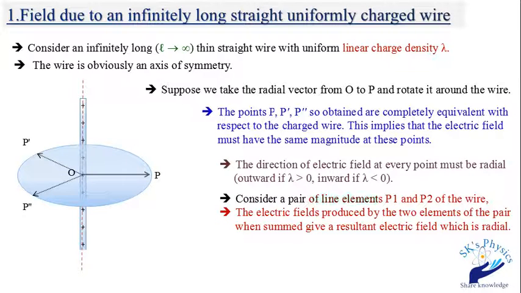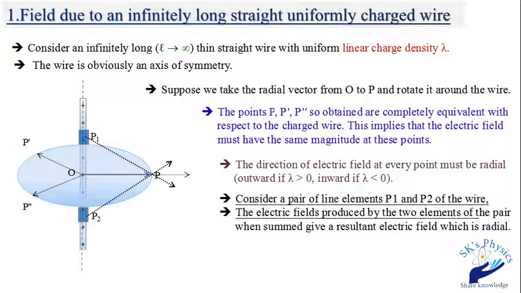Now consider a pair of line elements P1 and P2 of the wire. The electric fields produced by the two elements of the pair when summed give a resultant electric field which is radial. Here we consider line elements P1 and P2 and their electric fields, and here is the resultant electric field. The total electric field is the sum of those electric fields, which is also radial.